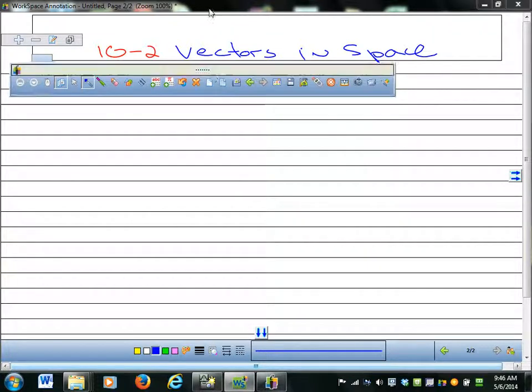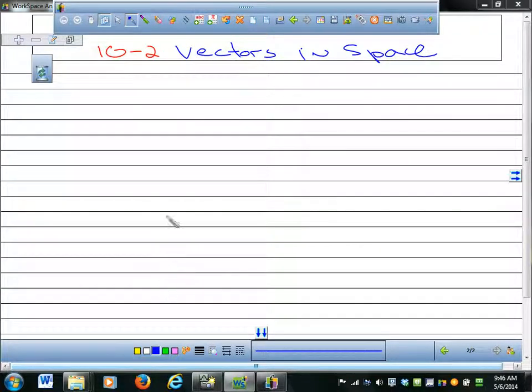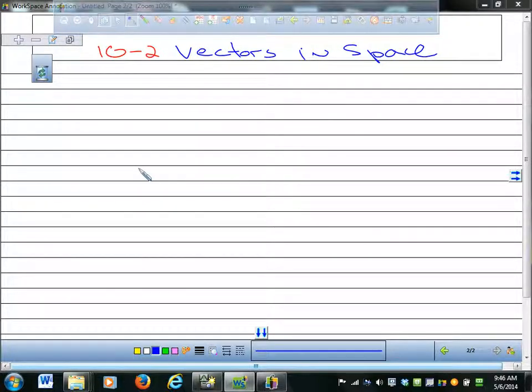Testing 1, 2, 3. So this is called vectors in space, and basically we are taking what we learned about vectors in chapter whatever it was, 7 or 8 or somewhere around there, and just putting it into 3 dimensions. So most of the same things apply.